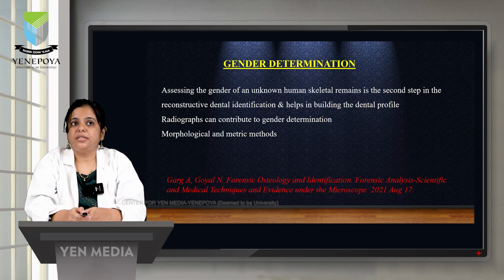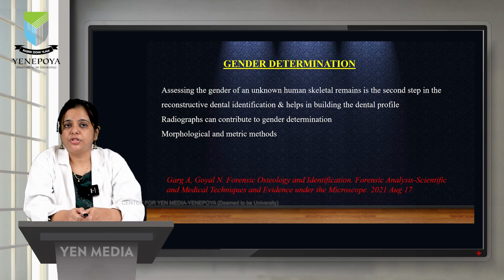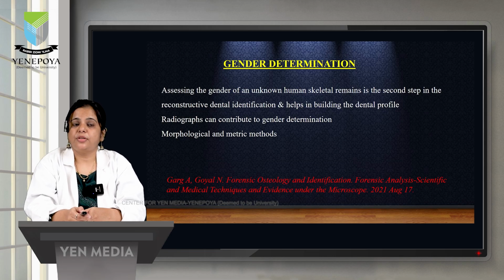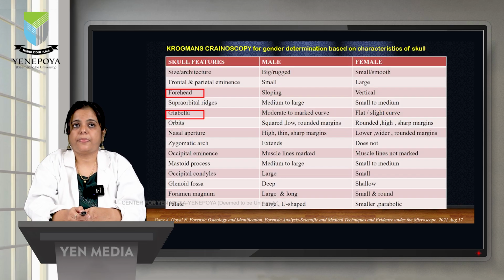When we speak about gender determination, assessing the gender of an unknown human skeletal remains is the second step in the reconstructive dental identification, and it helps in building the dental profile. So radiographs can hugely contribute to gender determination. Both morphological and metric methods are used.